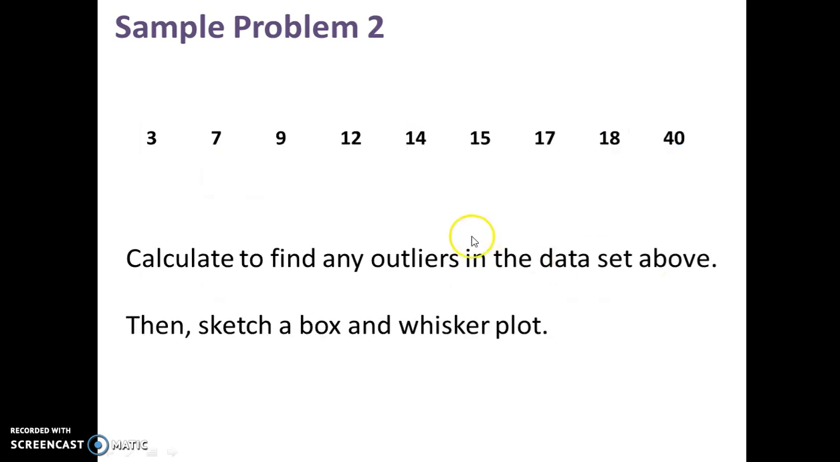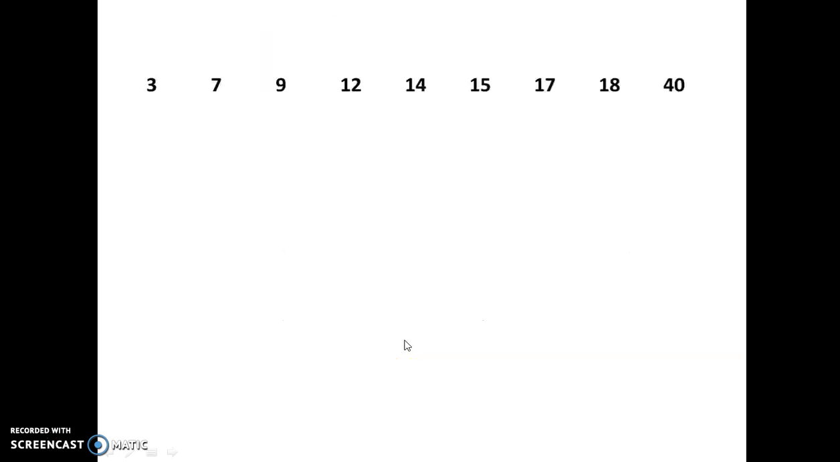Let's look at another sample problem. So this one we begin with the actual data set, no box plot yet, and we're going to try to find all the numbers we need in order to find where the outliers are. It says calculate to find any outliers in the data set above, then sketch the box and whisker plot. So first we're going to calculate the median. Or let's look at even the min and the max first. Here's min and max, right?